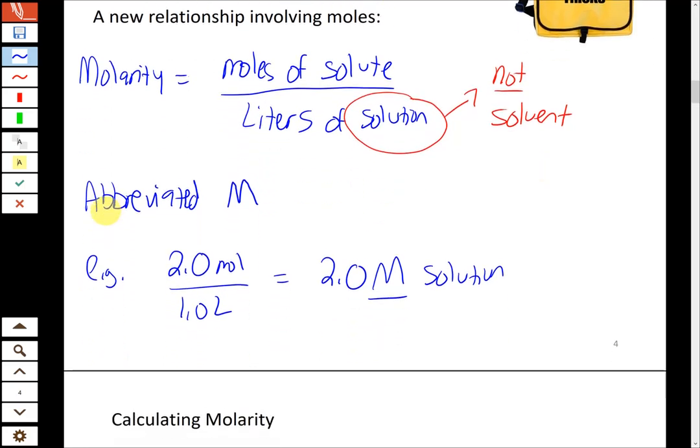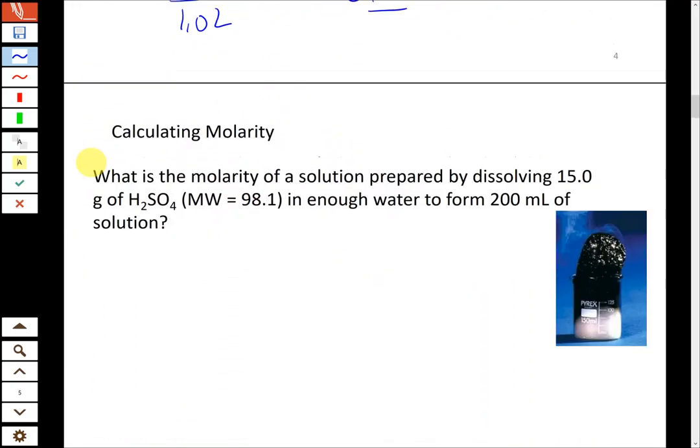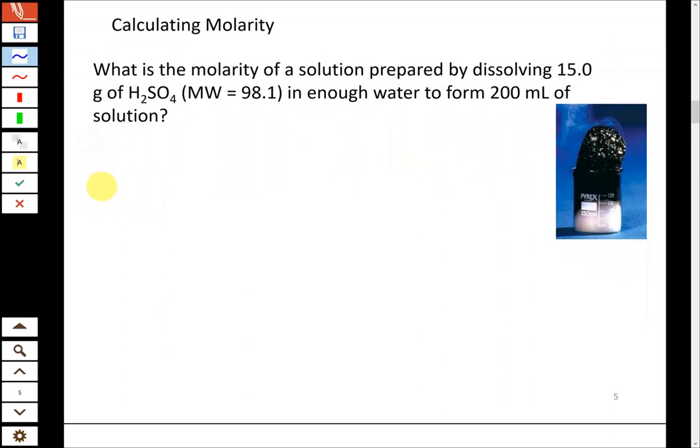All right, so let's do just one example of this, a fairly simple one. We want to know, what is the molarity of a solution prepared by dissolving 15 grams of sulfuric acid, H2SO4, in enough water to form 200 milliliters of solution?